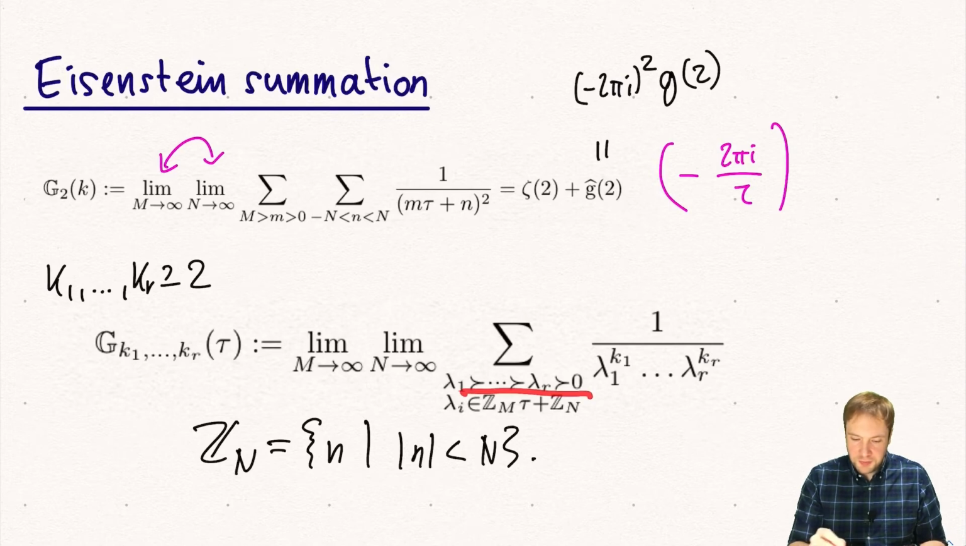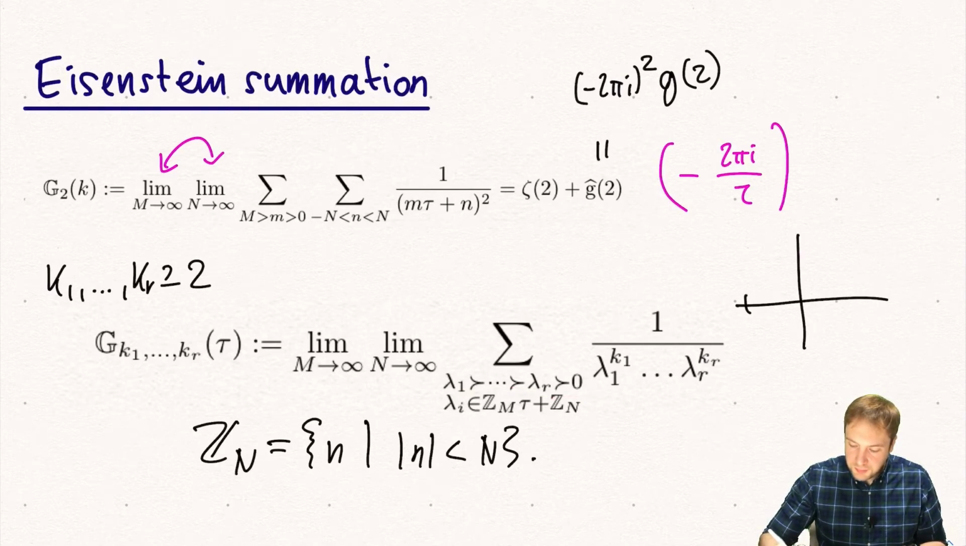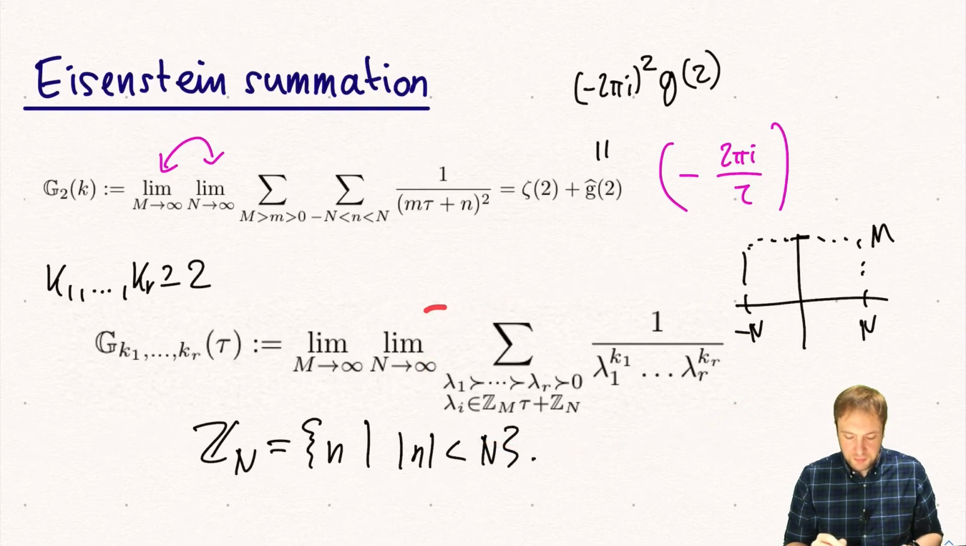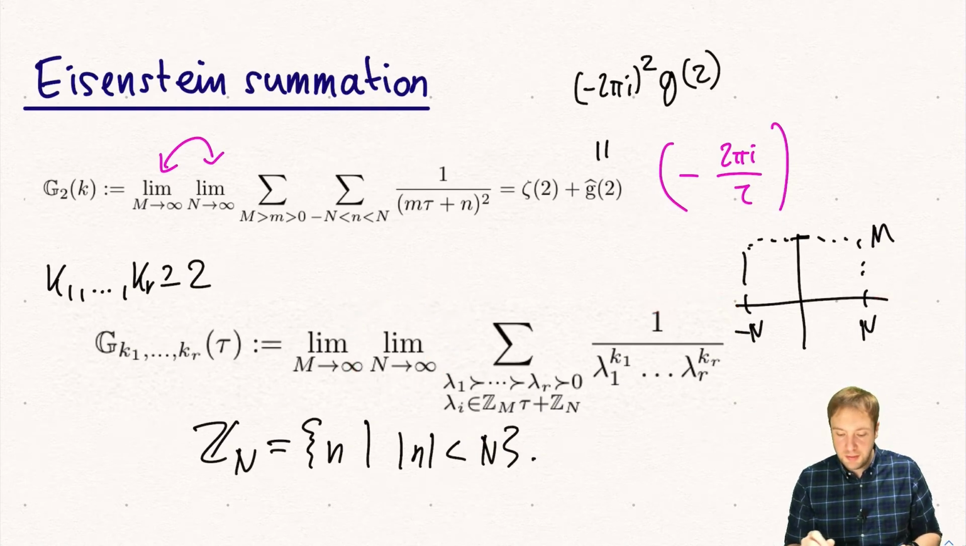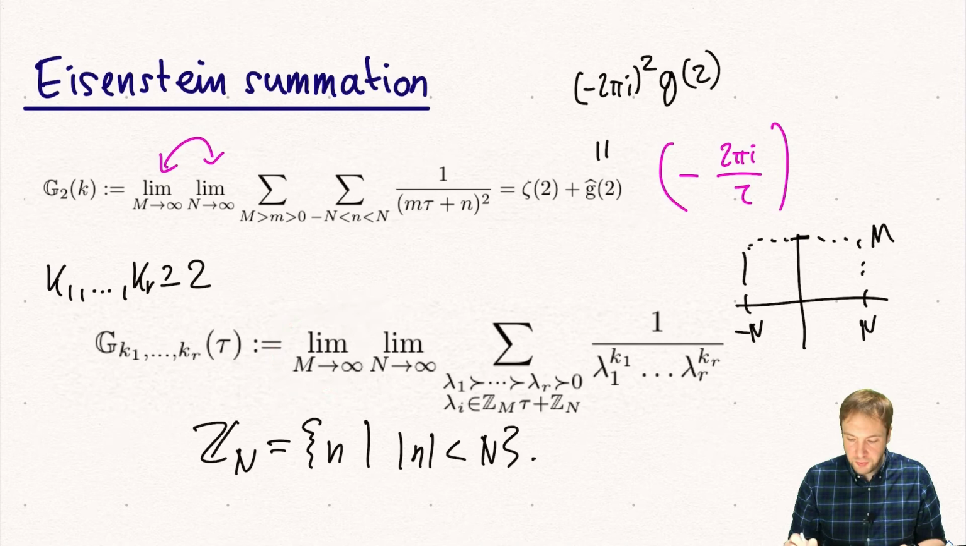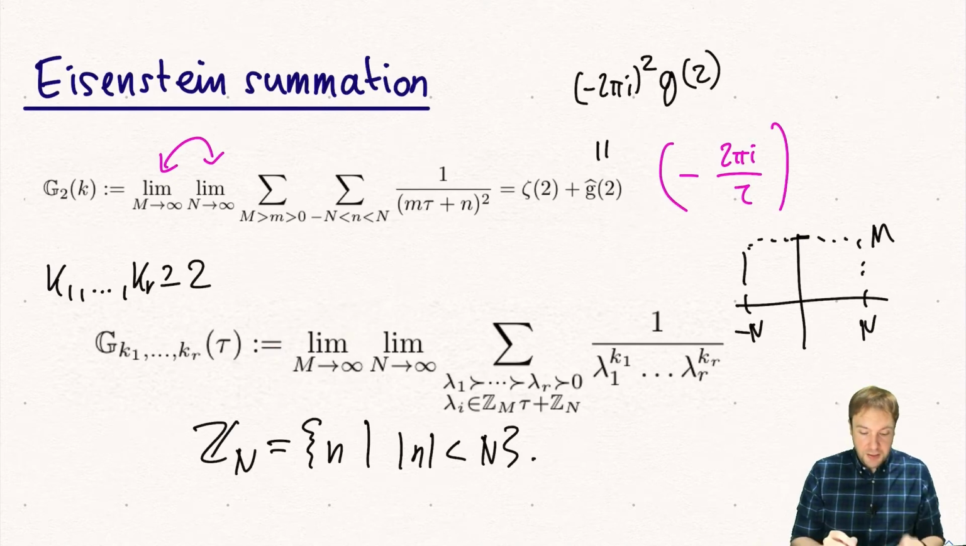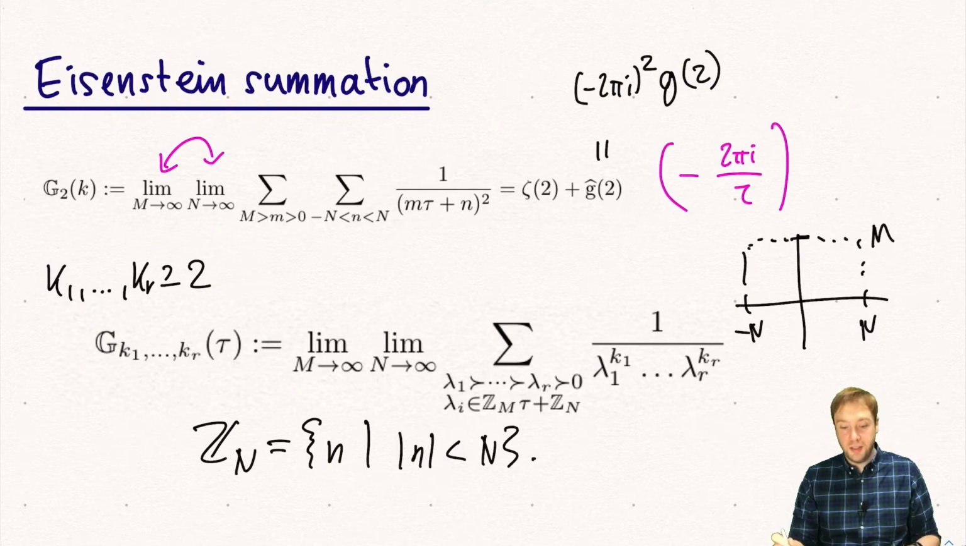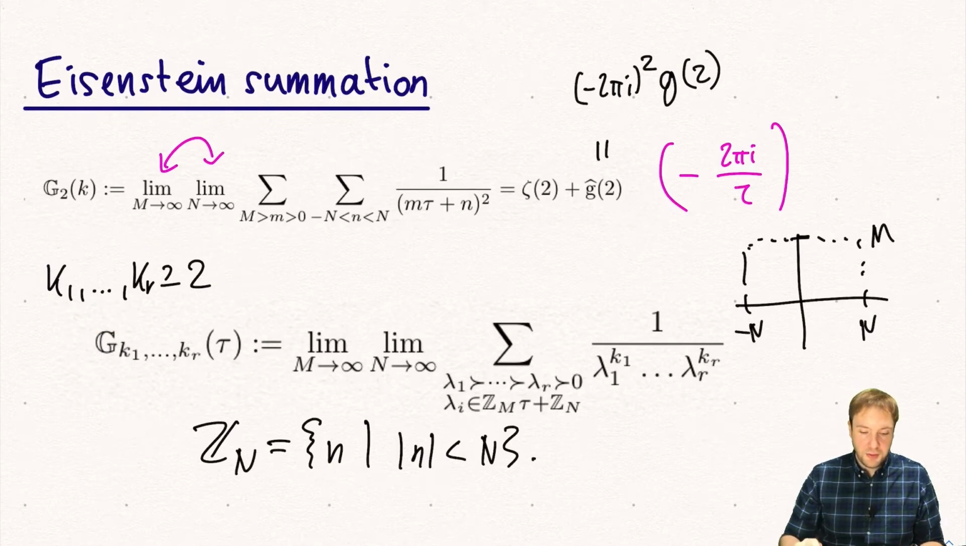So here this is just a sublattice, the points which are in this rectangle here. So this is actually a finite sum, and then we take first the limit N, so we first send these two to infinity, and then afterwards we send this M to infinity. And this sum makes sense for all k1 up to kr greater or equal to 2.